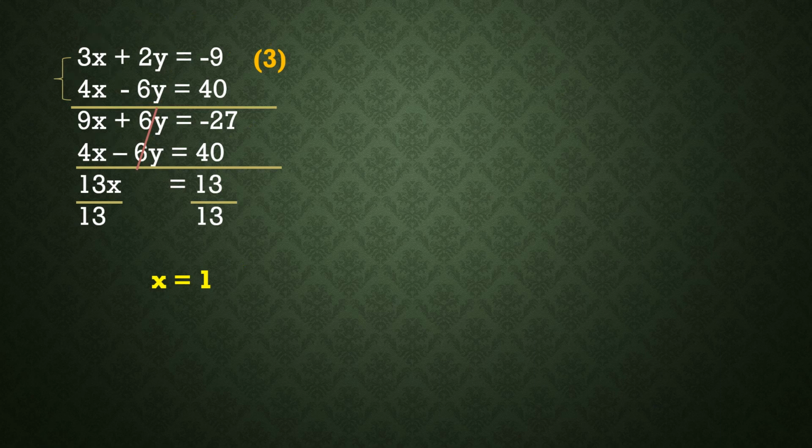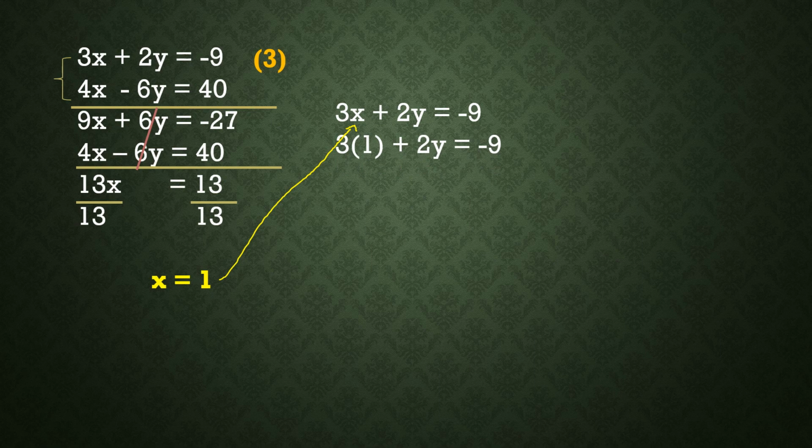Next, we substitute the value of x to either equation 1 or equation 2. So let us use equation 1. 3x plus 2y equals negative 9. So we have to replace the x by 1. That will become 3 times 1 plus 2y equals negative 9. 3 times 1 is 3 plus 2y equals negative 9.